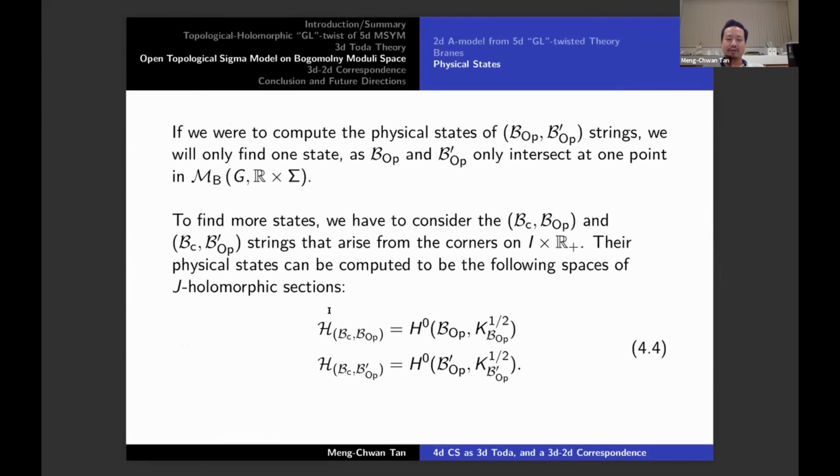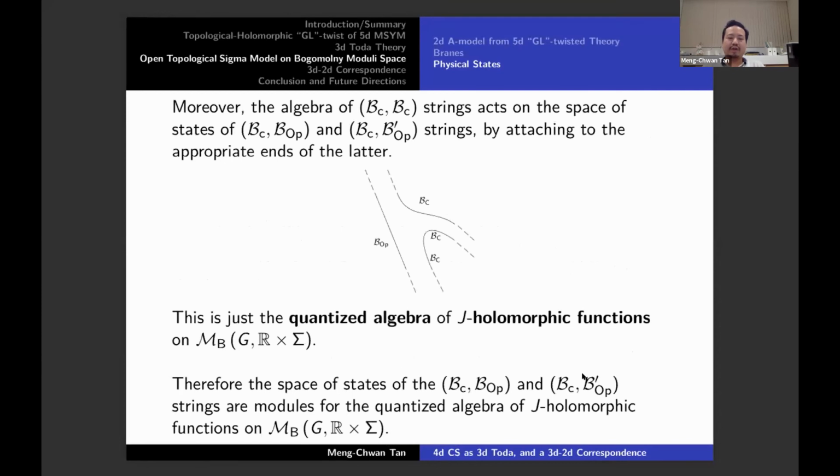Okay, so these states, we want to understand what these states are. These states are states of strings that are BO per BC strings, right? And if you add them with BC strings, you can see they are modules for BC strings. But the algebra of BC strings is just the quantized algebra of holomorphic functions on the Bogomolny space. Therefore, the space of states that we are looking at from the A model are modules for the quantized algebra of holomorphic functions on MB.